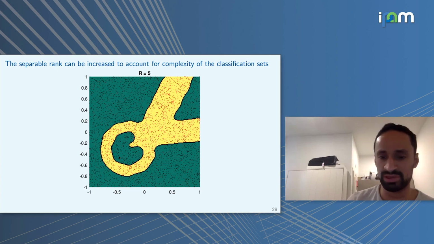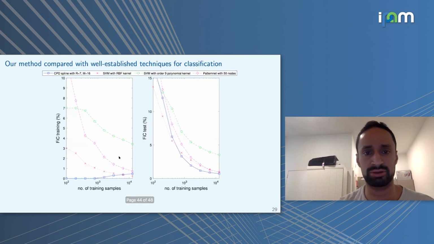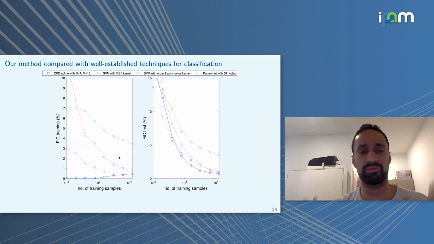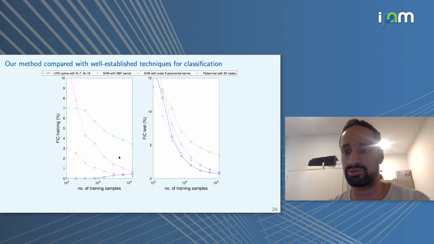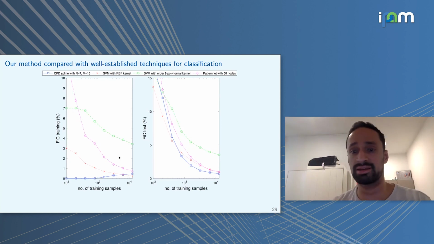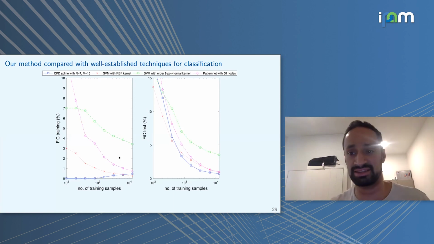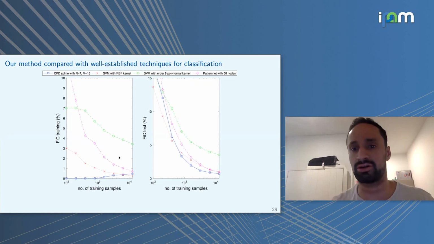Now we took the same problem and tried to compare our method with other methods. We took the exact same classification problem, but we vary the number of training samples, and then we plot the fraction incorrect in percentages as a function of the training samples. On top of that, we also have a randomly generated test data set, and for that we also plot the fraction incorrect.